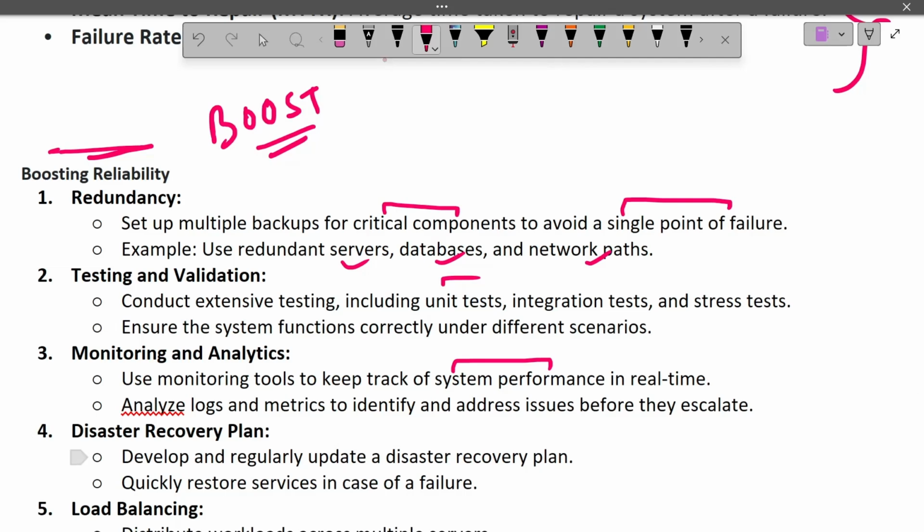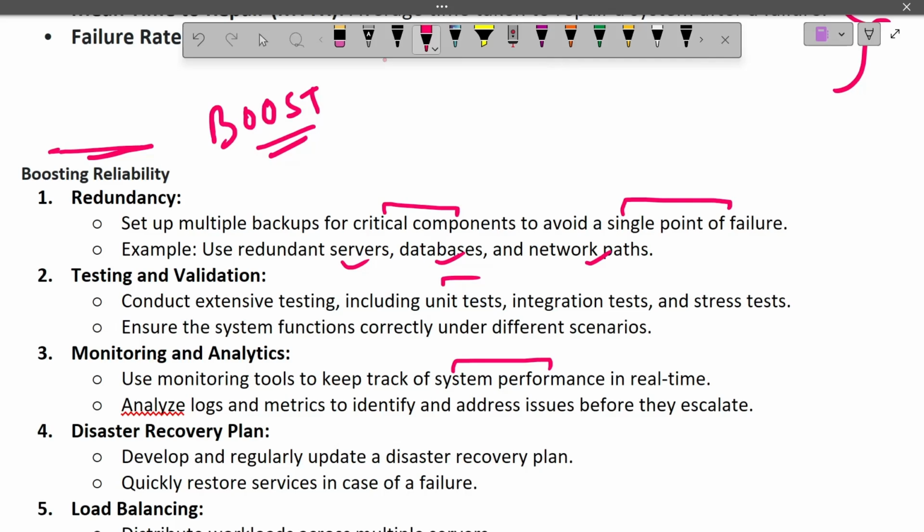DR or the disaster recovery plan. That is what your system resilience is about, right? So if there is a disaster, how are you going to recover from that? How are you going to recover the system whenever there is some failure which is happening is what the DR plan is about. Then we have load balancing, because we are trying to distribute the workloads across multiple servers. So in case of load balancing, that is what we are doing. Whenever there is a single point of failure, we do not want the single server to be overwhelmed.